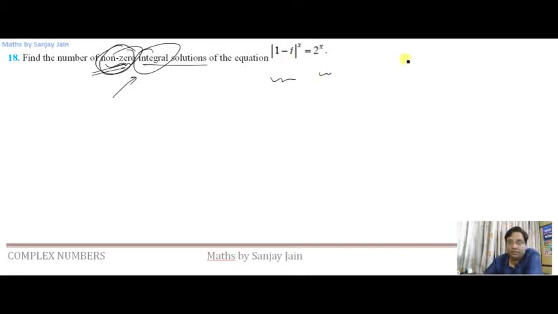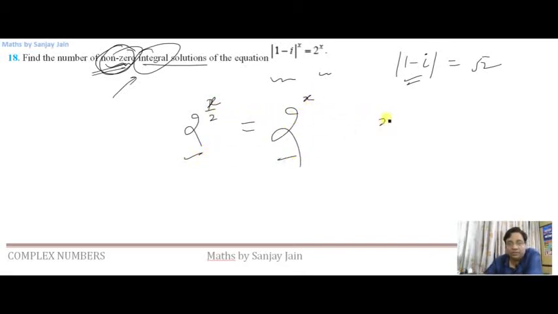So let us look at what the left hand side is. I know the modulus of 1 minus iota is root 2, right? We have found it many times. So root 2 raised to power x means 2 raised to power x by 2. It is the left hand side, and on the right hand side I'll have 2 raised to power x. So if these have to be equal, then x by 2 will be equal to x, right? And there is no other value of x that will satisfy it apart from 0, right? Because it is nothing but x minus x by 2. So it will be equal to 0.